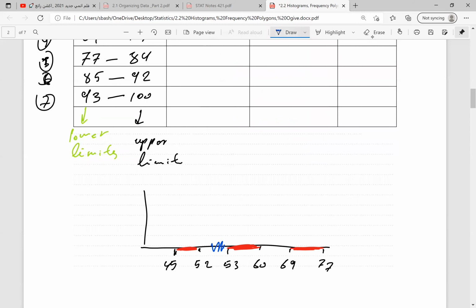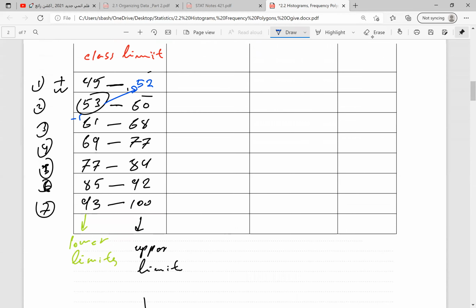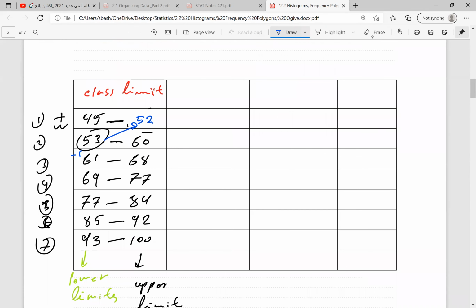This area or this interval, these are just gaps. And we don't want to see these gaps. We have to make all the classes continuous, from the upper limit to the lower limit. The next class should start with the upper limit of the previous one. Now these gaps must be closed. And to close the gaps, we are going to use something called the class boundaries, not the limits.